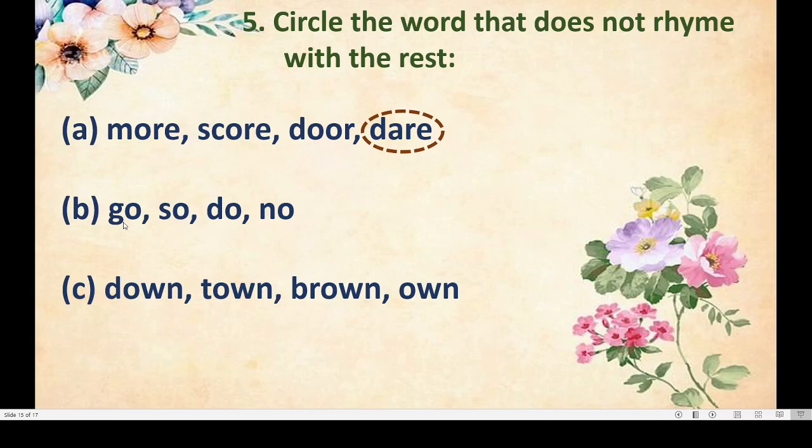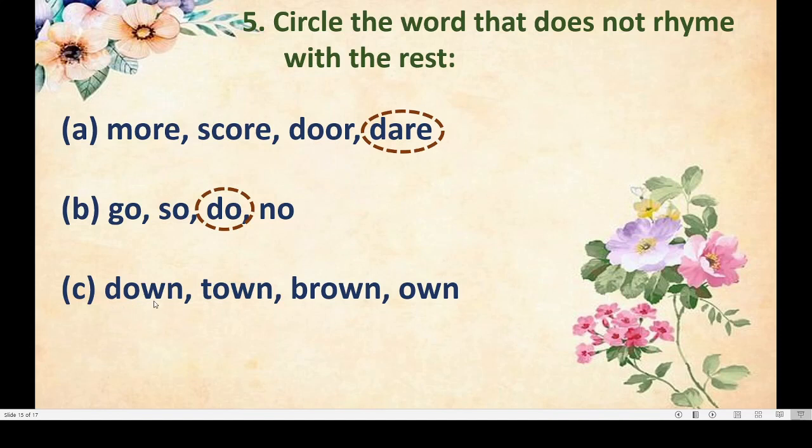Next one, go, G-O, correct? S-O, so, D-O, do, N-O, no. Go, so, do, no. Yes, do is sounding differently, right? These three are similar. Go, so, no, correct?